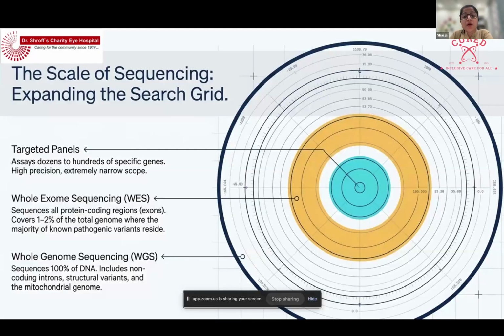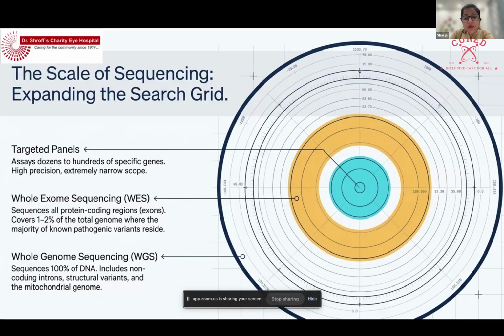So this is a diagram showing how the different tests look at our genome. If the entire disk is our genome, it is checked by whole genome sequencing, which sequences 100% of the DNA, including the coding regions and the non-coding regions. It also detects the structural variants, and it also covers the mitochondrial genome.